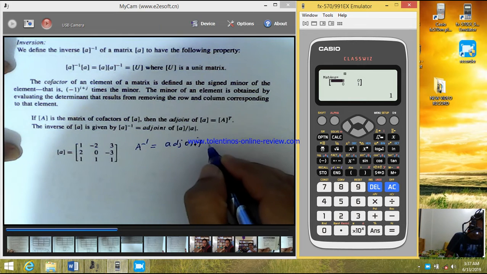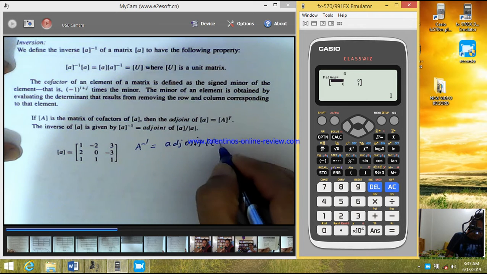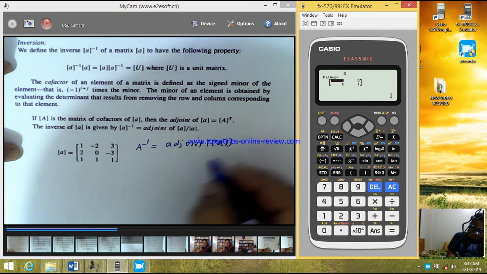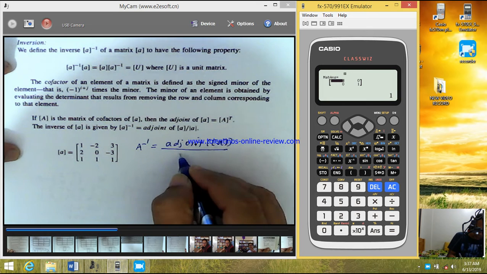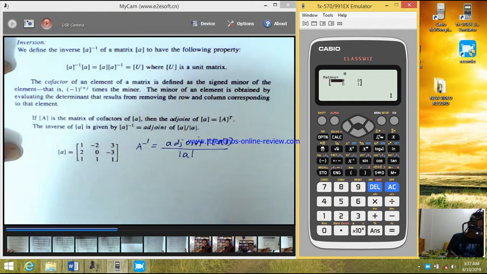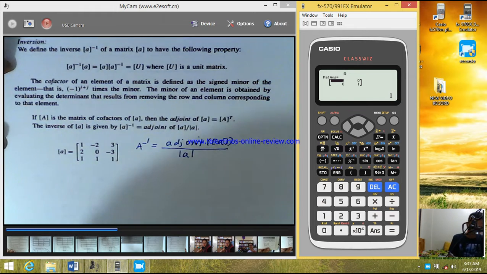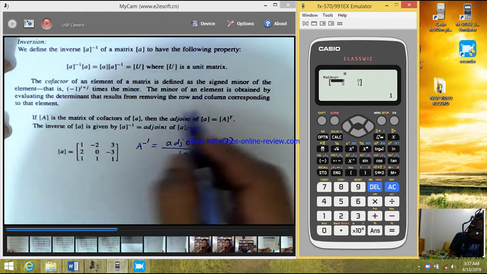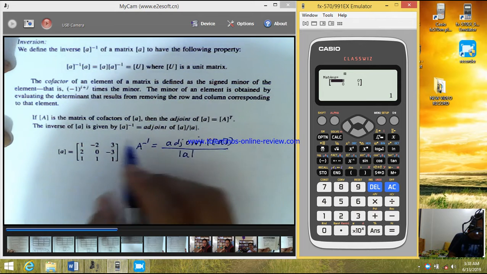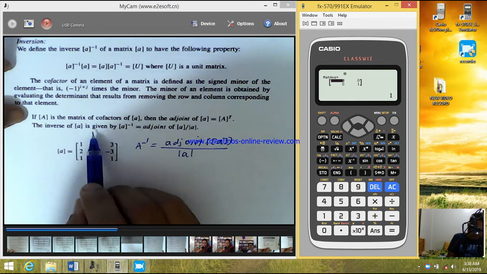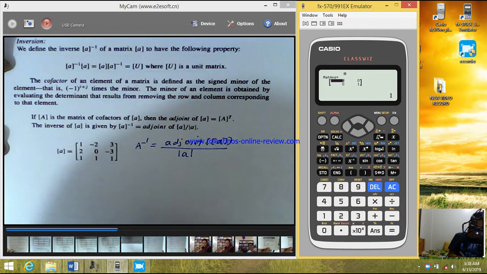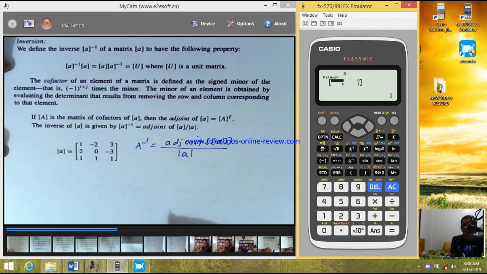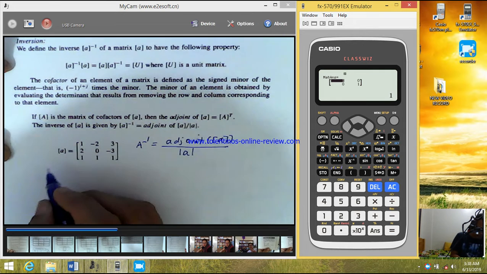Now here, the inverse of a matrix A will be equal to the adjoint of A divided by the determinant of A, where the adjoint of A can be found by doing this method. The first step is to get the minors.